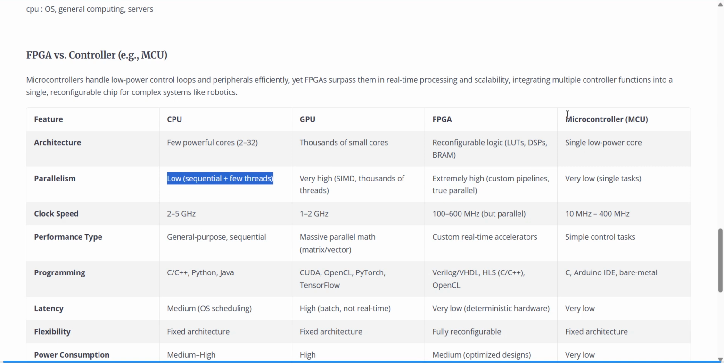CPU also uses the threading system. And a microcontroller also can use the threading system, but here it is a single task. So we can use the threading system to make it parallel in a controller.